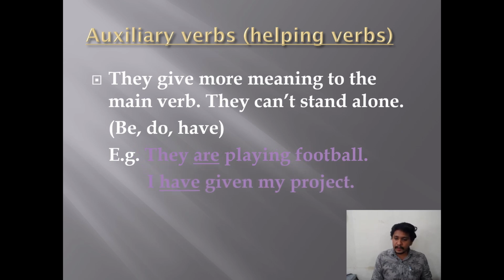I have given my project. Have is the auxiliary verb here, which helps or gives support to the main verb given. I have given my project. Given is the main verb here and have is the auxiliary verb. So have gives support to the main verb given.